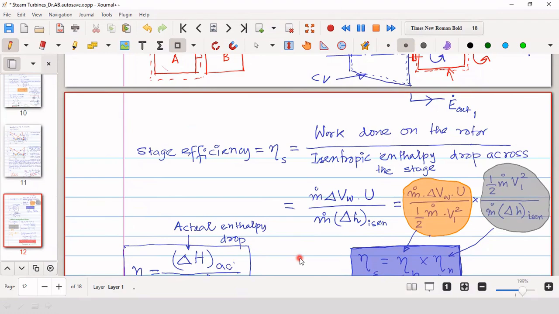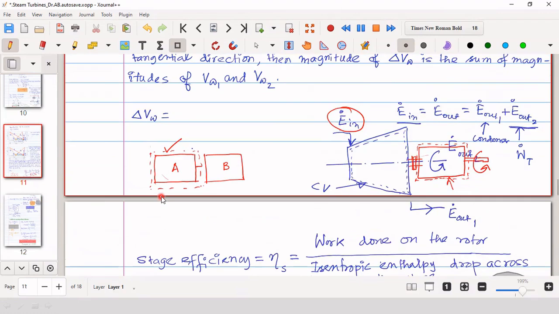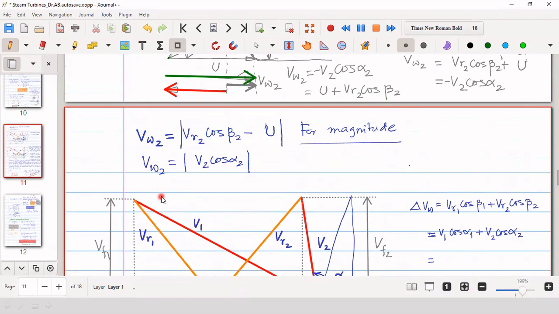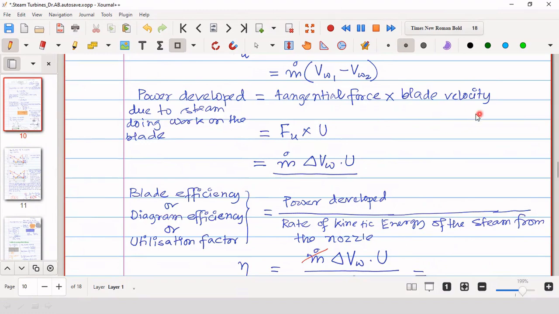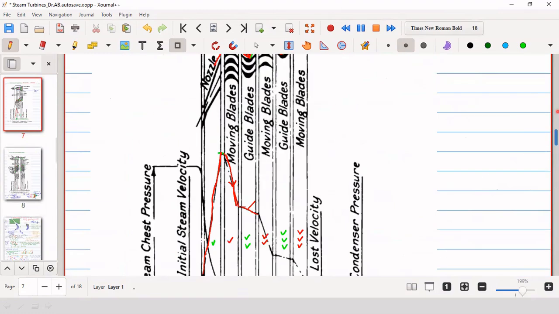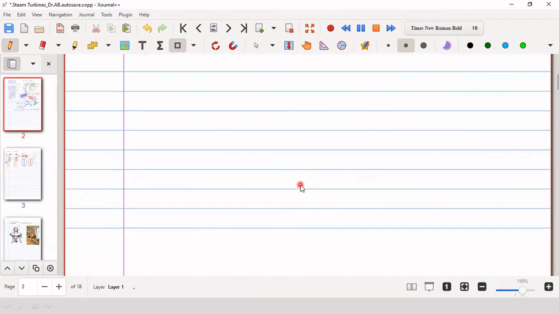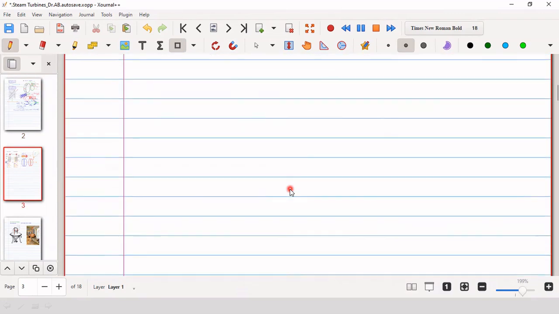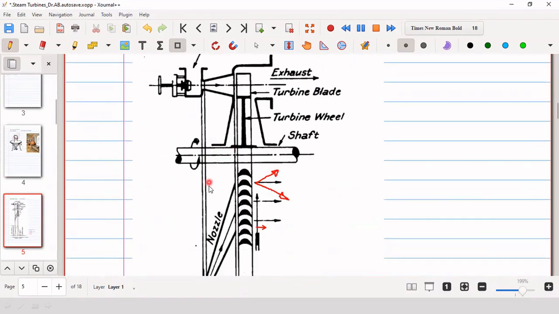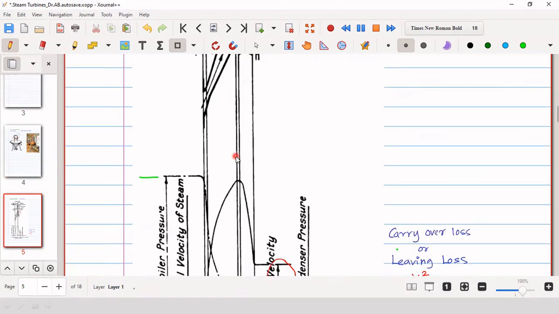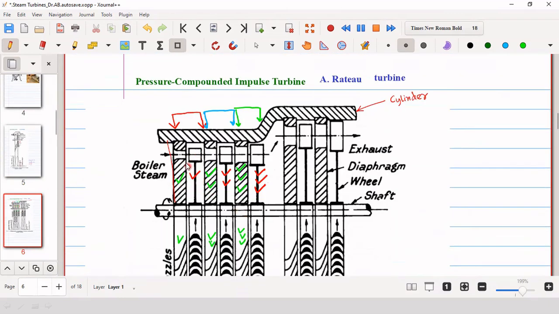Okay. And for these pressure compounded impulse turbines, as we know, high velocities are basically not required. So in general, convergent nozzles are used. In case of the De Laval turbine, we have seen that convergent divergent nozzles were used. But in case of pressure compounded impulse turbine, in general, convergent nozzles are used, that you can see clearly.